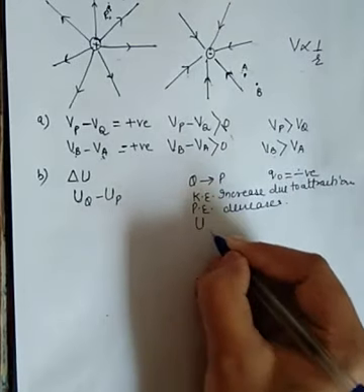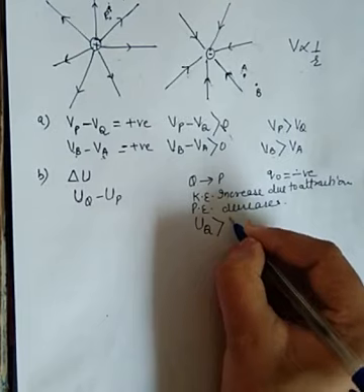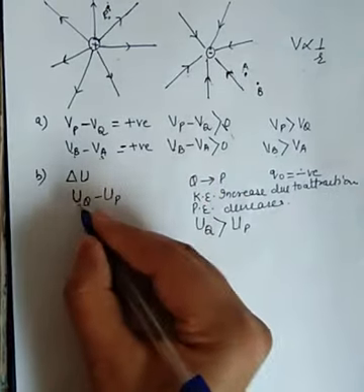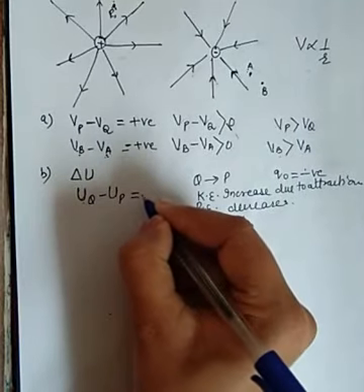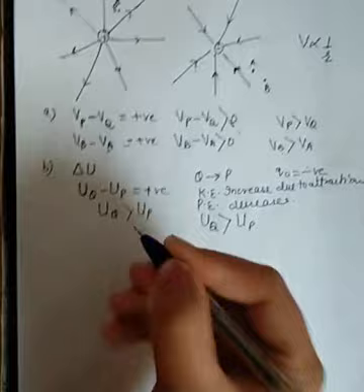What does it mean? Potential energy of Q is more than potential energy of P. It means while going towards P, it decreases. So UQ minus UP will be positive, as UQ is greater than UP.